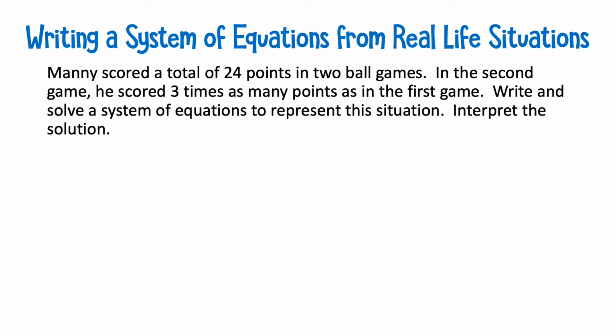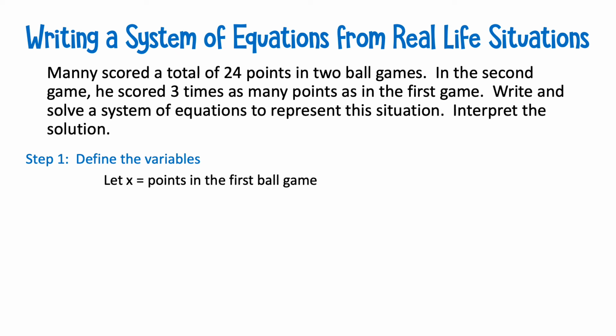Sometimes we'll have word problems, and when we're writing a system of equations from real-life situations, we need to first define the variables. So we read the problem. Manny scored a total of 24 points in 2 ball games. In the second game, he scored 3 times as many points as in the first game. Write and solve a system of equations to represent this situation. Interpret the solution. We let x equal the points in the first ball game.